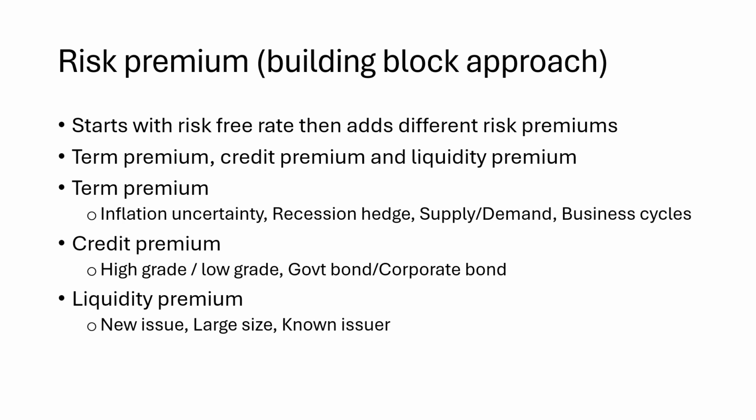Exactly the same way, liquidity premium. The new issues, large size, and known issuer, all these things affect the liquidity premium. If the size of the bond offered is large, then the liquidity premium will decrease. If the issuer is known and the issue is new, then again the liquidity premium will decrease. So we need to keep all these points in mind, and whenever the question is there, we just add all these premiums and we have the forecast ready for fixed income.